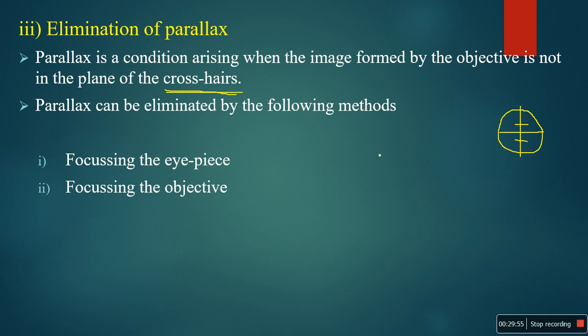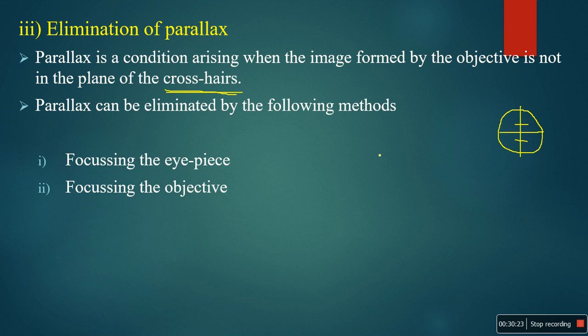Focusing the eyepiece means there is one screw. By rotating that one, the image you are bisecting using the telescope will be clearly visible. Until then we have to rotate the telescope screw clockwise or anti-clockwise. Then the second one is focusing the object. Focusing the object is the same: the object will be exactly and clearly visible.